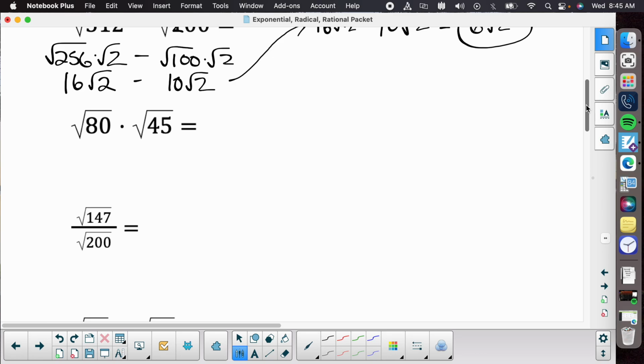How do I simplify square root of 80? You could do the factor tree. It doesn't matter which method. I don't know which way you did yesterday. Sure, we can do that. Okay, so 80, I'm gonna do as 20 and 4.